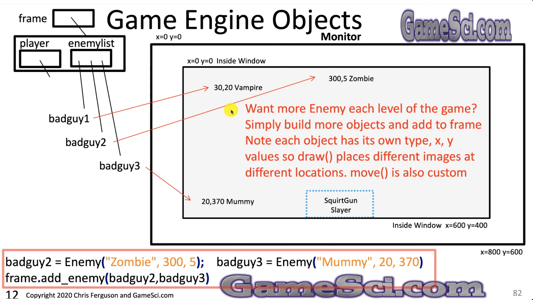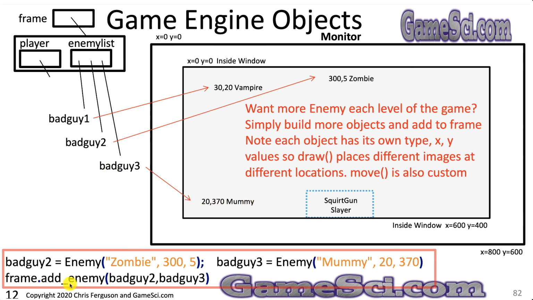Want more enemies each level of the game? Simply build more objects and add them to the frame. Note each object has its own type, X and Y values. Draw places different images at different locations. Move is also customized for each enemy object. Create a zombie at 300, 5 and a zombie appears at coordinates 300, 5. I'll create a mummy at coordinates 20, 370. So a mummy appears at coordinates 20, 370.